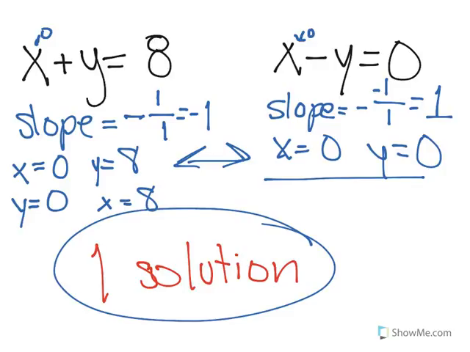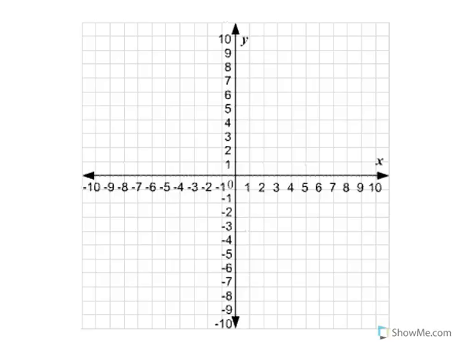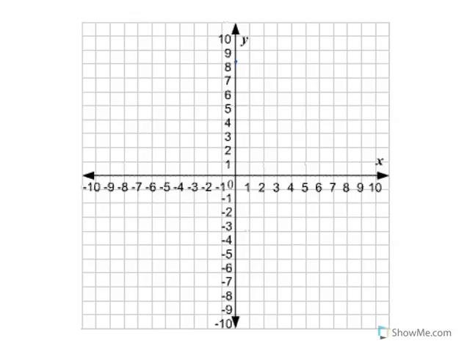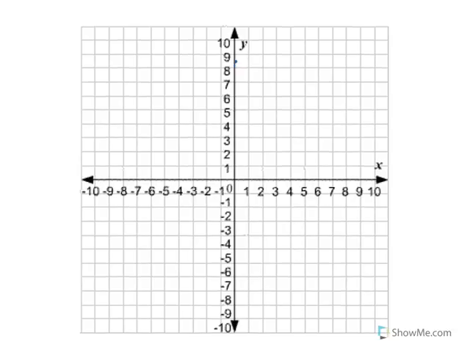So let's graph both equations. For the first equation, we found that the y-intercept is 8 and the x-intercept is 8 as well. And so we just connect the dots and that's our line. Something like that. Let me improve it a little bit. I'm sorry. So it's something like that.